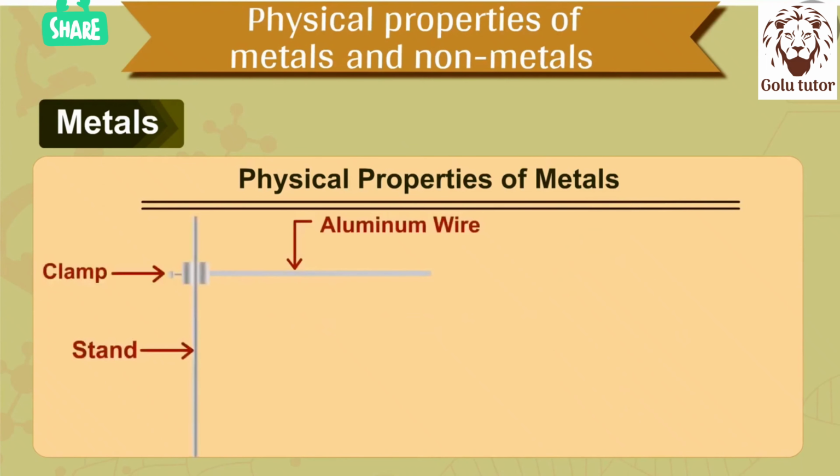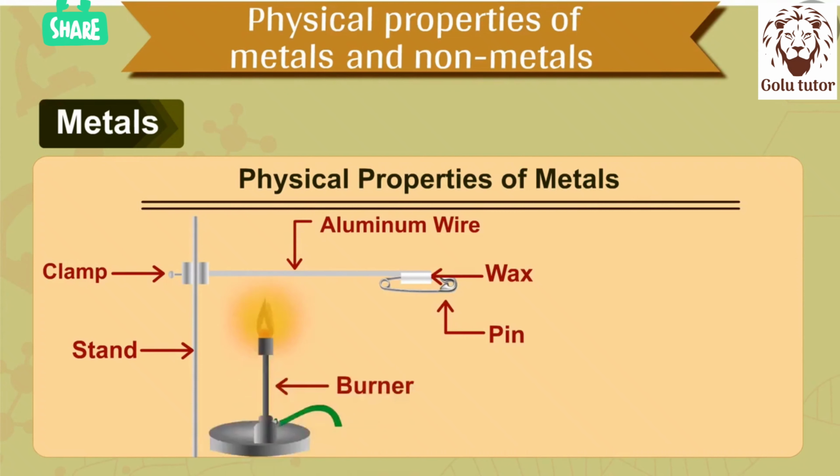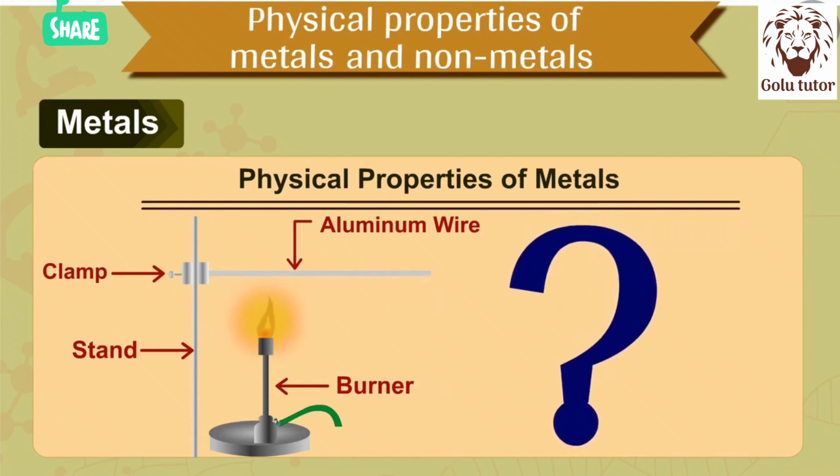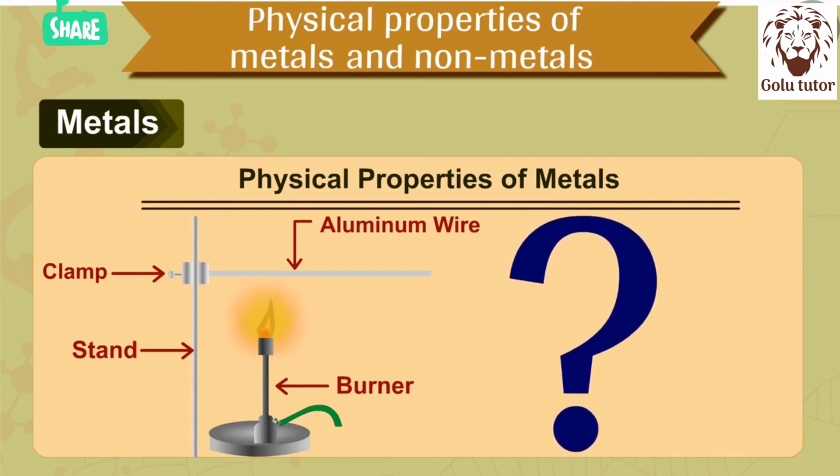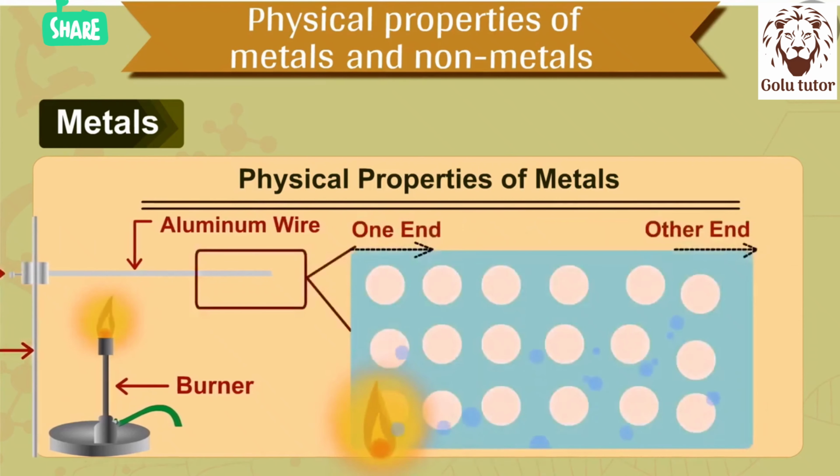Tie an aluminium wire to the stand with a clamp. Stick a pin using wax on the open end of the wire. Heat the wire near the clamp with a burner. After a while, you will notice that the pin pasted with wax falls as the wax melts. But how did this become possible? How does heat reach from one end of the wire to the other?